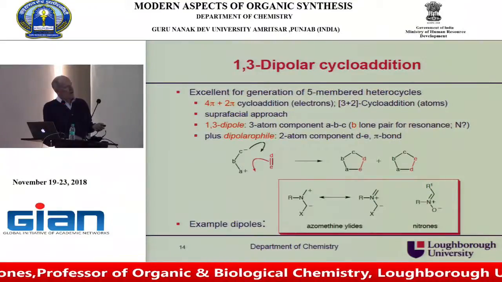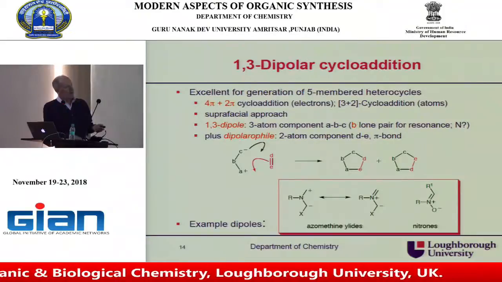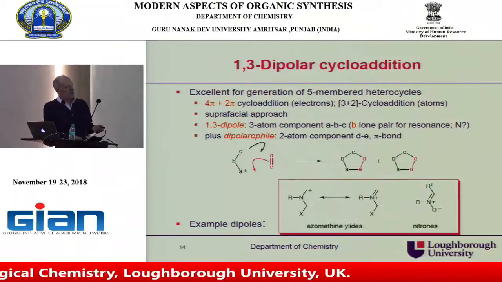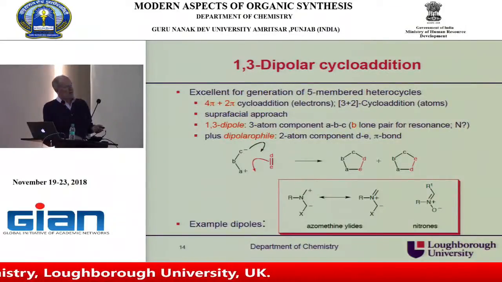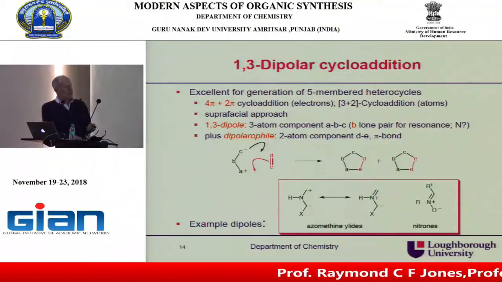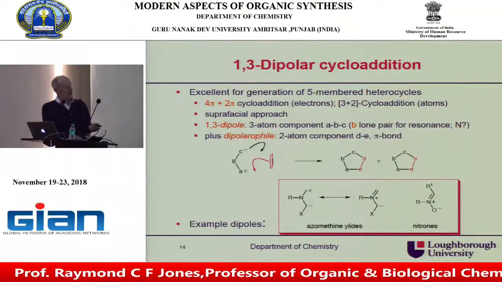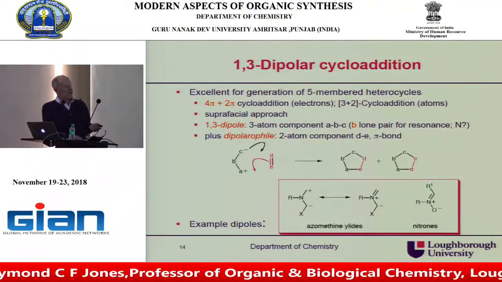If I generalize it as A, B, C, the central atom B has a lone pair, a non-bonded pair of electrons, to allow a resonance overlap with one end of the dipole. And the central atom is very often nitrogen. So in almost all the examples I'm going to use, it's nitrogen. But it needs to be an atom with non-bonded pairs. So the central atom can't really be carbon, for example.